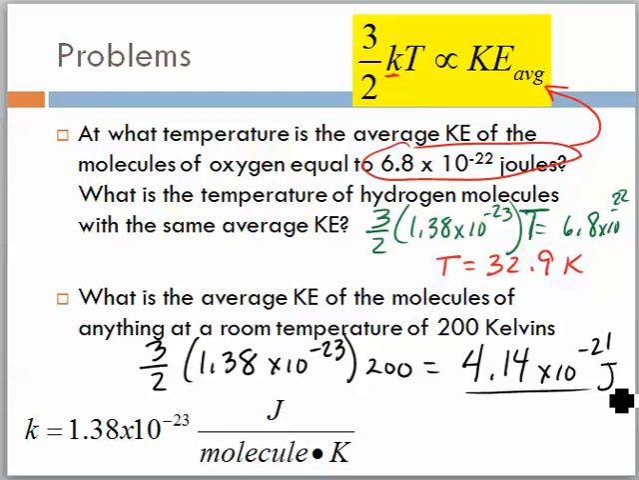Now, the one thing we did not address is up here. What is the temperature of hydrogen molecules with the same average kinetic energy? I want you to take a few minutes to jot down your thoughts and answer to that, and be ready to discuss that as well.